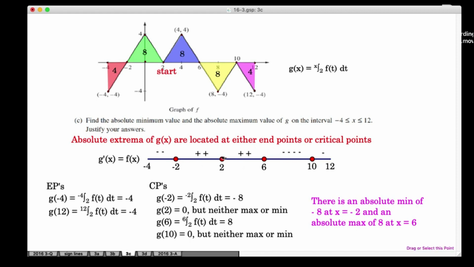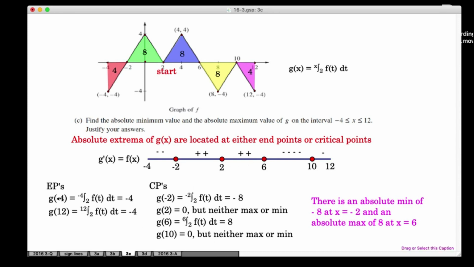And remember, at g of 2, it's going up and then it goes up again. So this is neither a relative min or max. And over here at 10, it's neither a relative min or max. Therefore, you don't really have to include them. It doesn't hurt to just put them down and say neither relative min or max. So here are the critical points at g of -2 and g of 6. They're the key critical points.